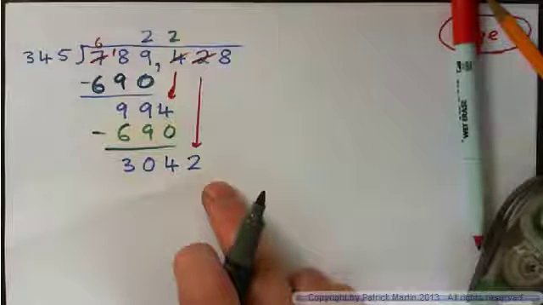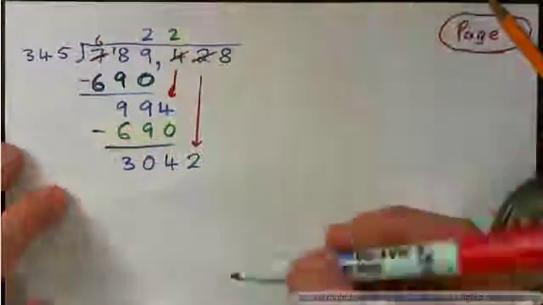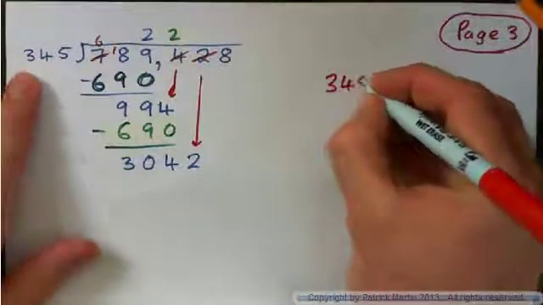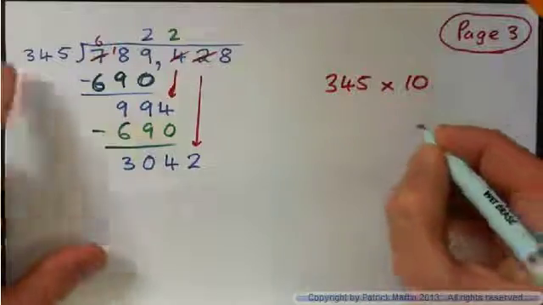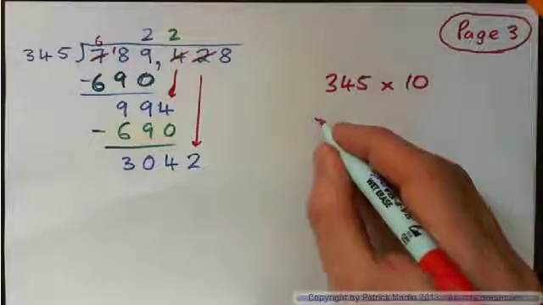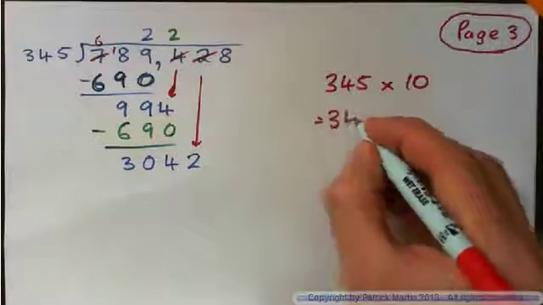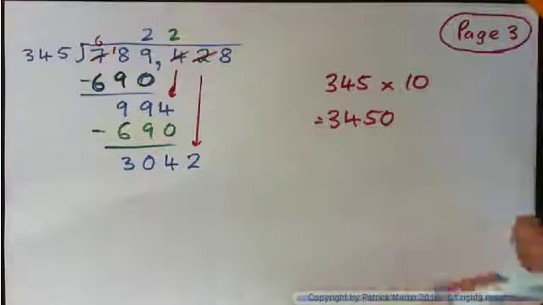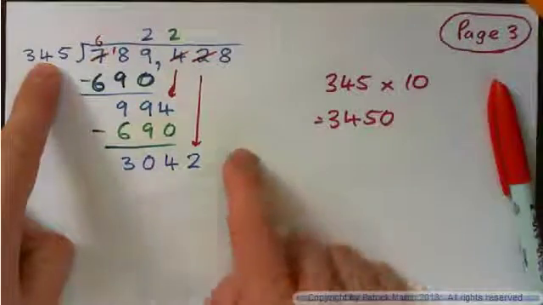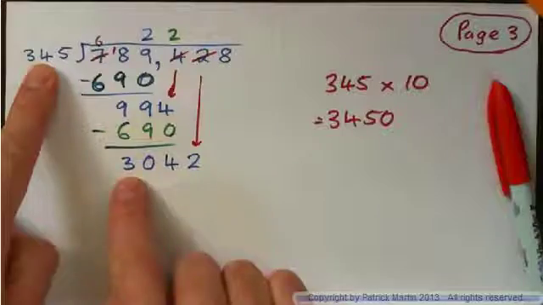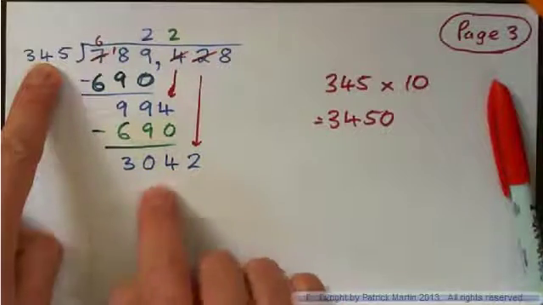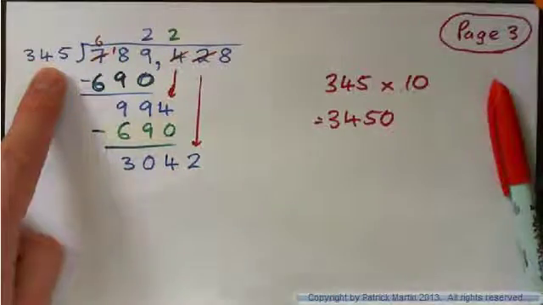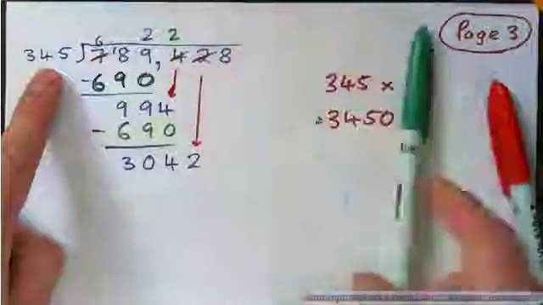Interesting. Well, one thing to think about is, like, what's 345 times 10, for example? Would be 3450, right? So 10 345s would be 3450. This is 3042. So I'm going to guess 9. Let's see what happens. I may be wrong.